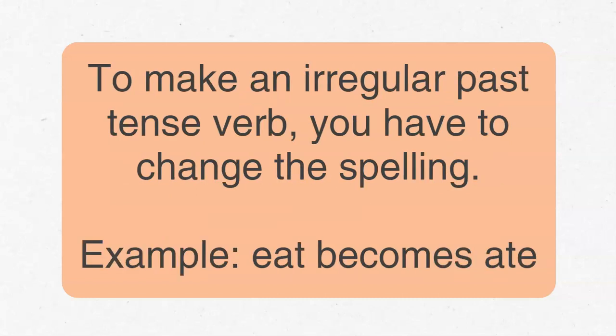To make an irregular past tense verb, you have to change the spelling. An example is eat in the past tense becomes ate. We don't just add an ed, there's a spelling change.